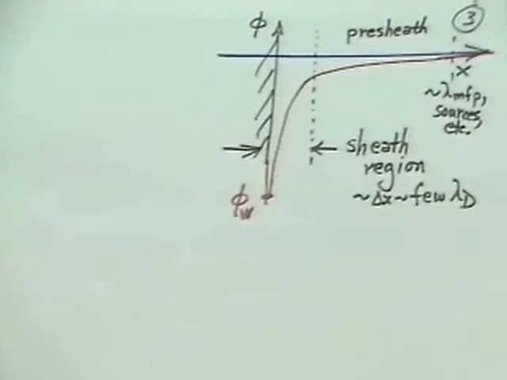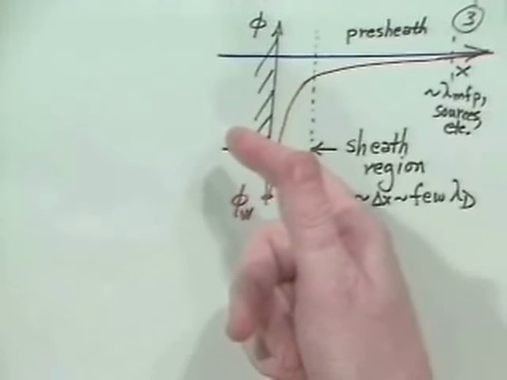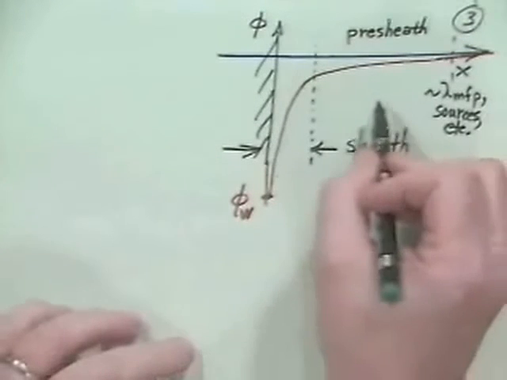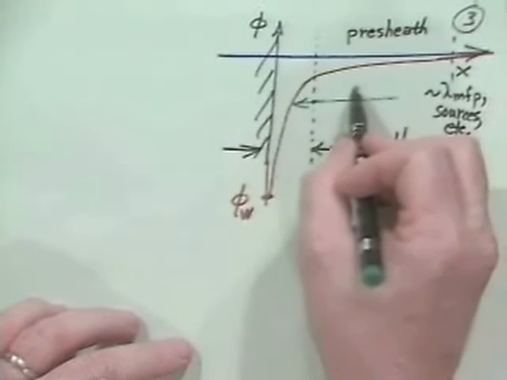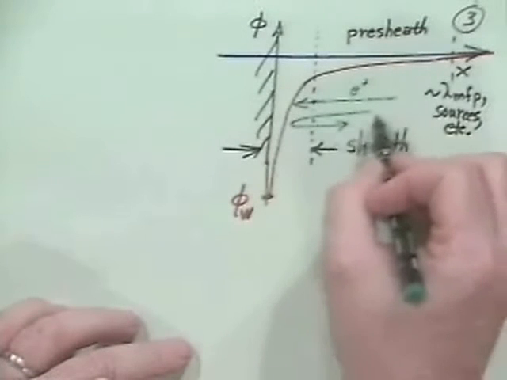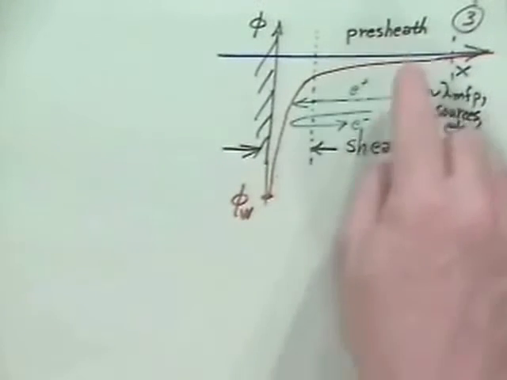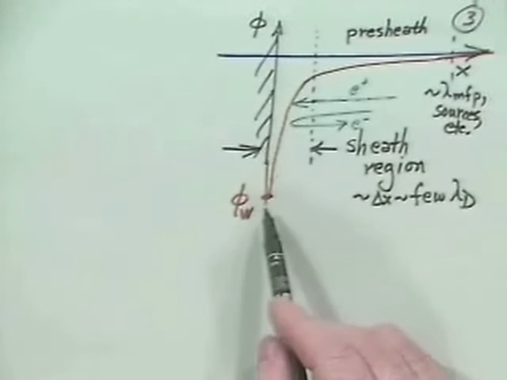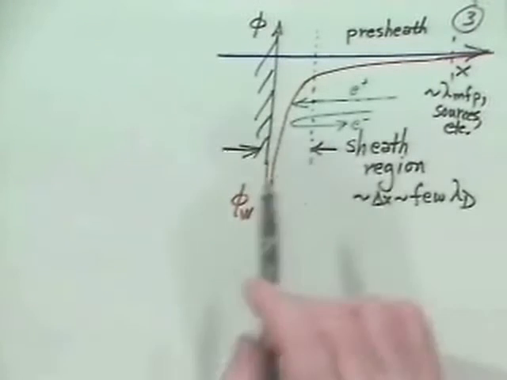Okay, so now what we would like to know is how big is this wall potential? Well, how could we determine that? Physically, remember the idea was that ions just free-flow to the wall, but the electrons, this potential is supposed to be big enough to confine them. So roughly speaking, ions get accelerated into the wall, but electrons are, for the most part, reflected off of this potential barrier. What we really want to do is find out how big I have to make the wall potential so as to balance the electron and ion currents.